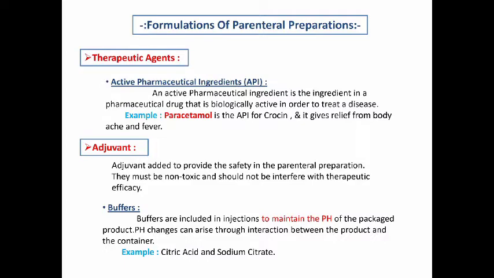Formulation of parenteral preparations differ from therapeutic agent, adjuvant and vehicles. First we see the therapeutic agents. In that, active pharmaceutical ingredient is a pharmaceutical drug that is biologically active in order to treat the disease. Example, paracetamol is the active pharmaceutical ingredient for Crocin and it gives relief from body ache and fever.